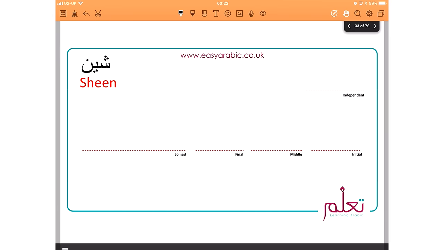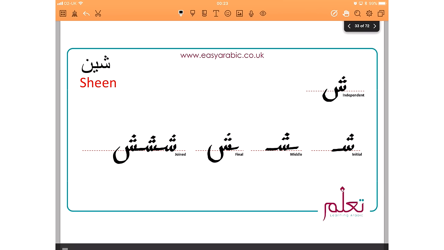Next we have the Sheen. So same as the Sin, starts on the line and goes below but has three nuktas. Sheen at the beginning, in the middle, at the end. So when we join it together, and again, and then we finish off with the Sheen.